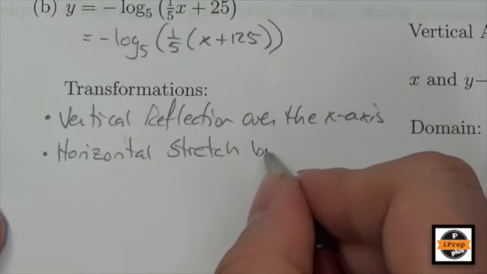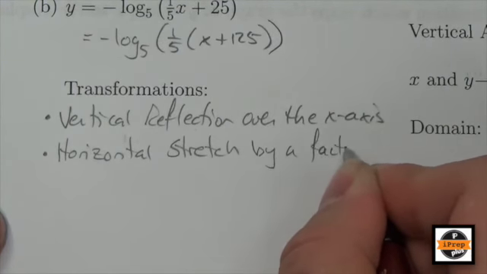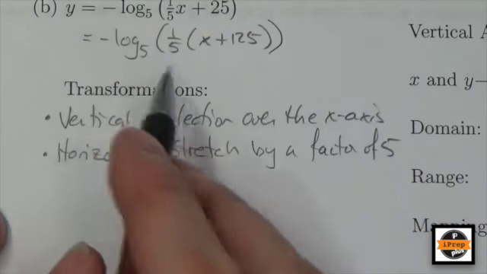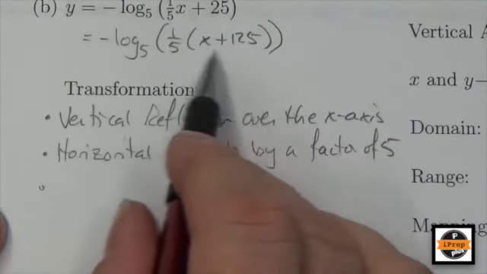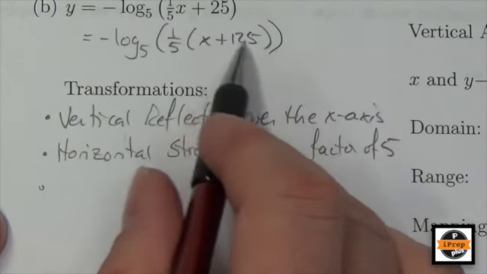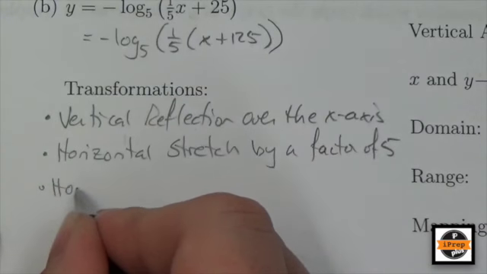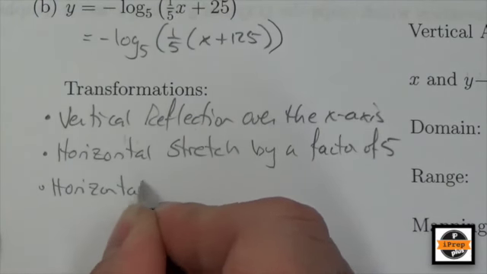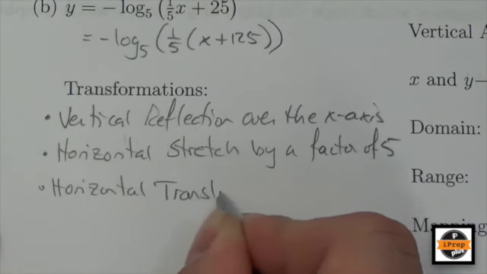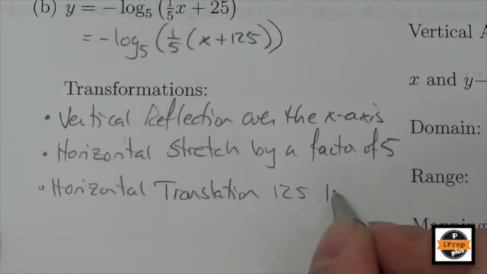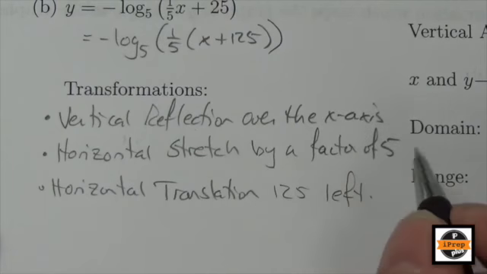Okay, by a factor of 5, because remember we reciprocate that. And then the only thing left here is this 125, but again, it's been added to the independent variable, so this is going to be a horizontal translation. Okay, 125 units left.